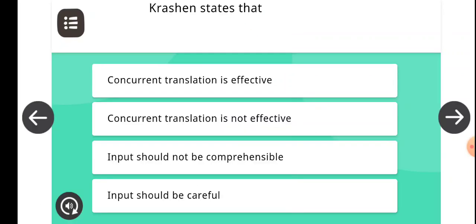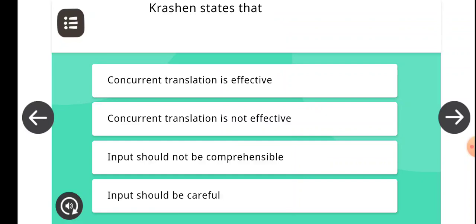Here is the first question. The question states: concurrent translation is what? Concurrent translation is effective, or concurrent translation is not effective, or input should not be comprehensible, or input should be careful.